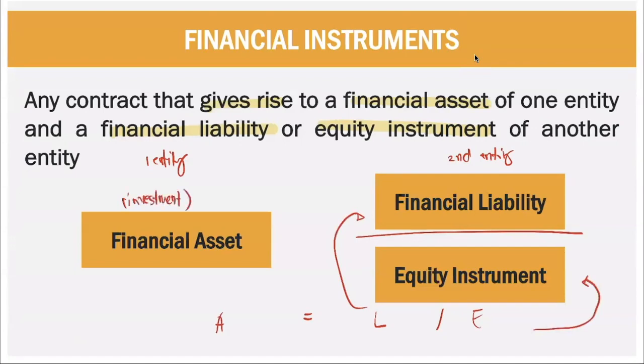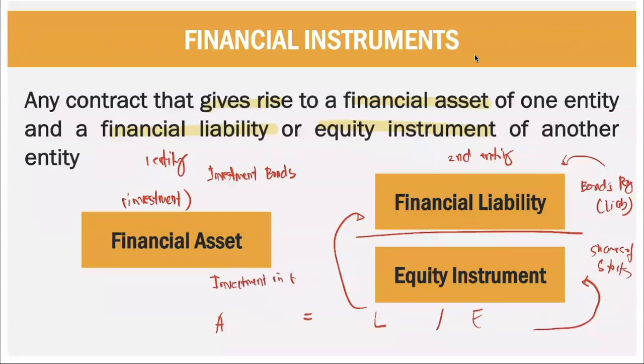So when we say it is likened to an investment, if another entity will issue bonds, bonds payable is considered a liability. It is a financial liability. The financial asset on the portion of the other entity is known as investment in bonds. Next, if the second entity will issue shares of stock, and the other entity will purchase the shares of stock, the financial asset is known as your investment in equity.